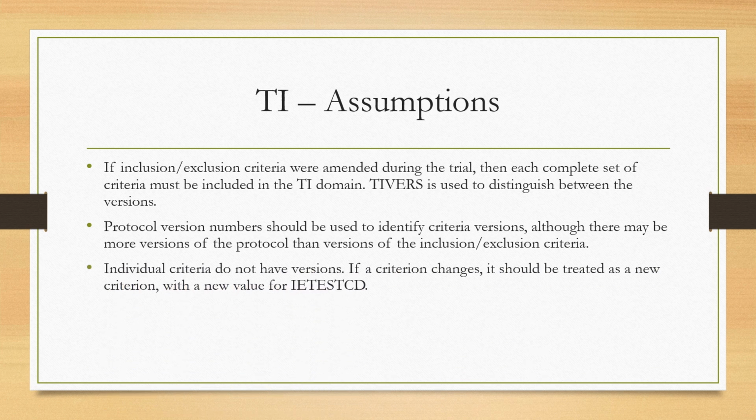As we have talked about, if individual inclusion exclusion criteria are changed, then those are treated as new criteria with new test code values. Individual criteria do not have versions. Please note here that it is important to have the test CD and the test in a 1-to-1 mapping ratio. That is, for one particular test code, we should have only one particular test. We cannot have one test code defined for multiple tests and vice versa. So this is what I mean when I say that it should be in the 1:1 ratio.